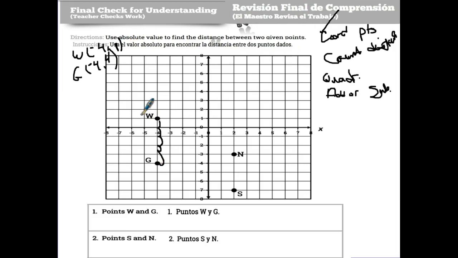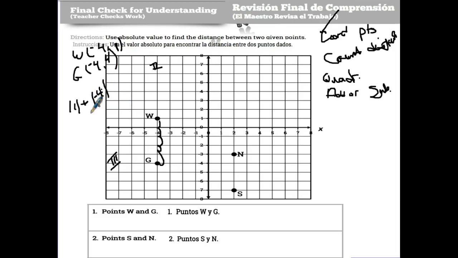Now I'm going to determine the quadrants. W is in quadrant 2. G is in quadrant 3. So they're in different quadrants. So I know I'm going to add the absolute value of the coordinate point. And my x's are the same, so I'm going to be adding the absolute value of 1 plus the absolute value of negative 4.